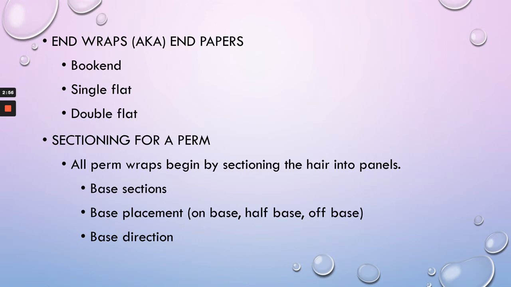Sectioning for perm. All perm wraps begin by sectioning the hair into panels. And within those panels, we have base sections, then base placement: on base, which is 45 degrees above perpendicular, half base, which is 90 degrees, and off base, which is 45 degrees below perpendicular. And then we have our base direction. Are we wrapping the hair horizontal, vertical?